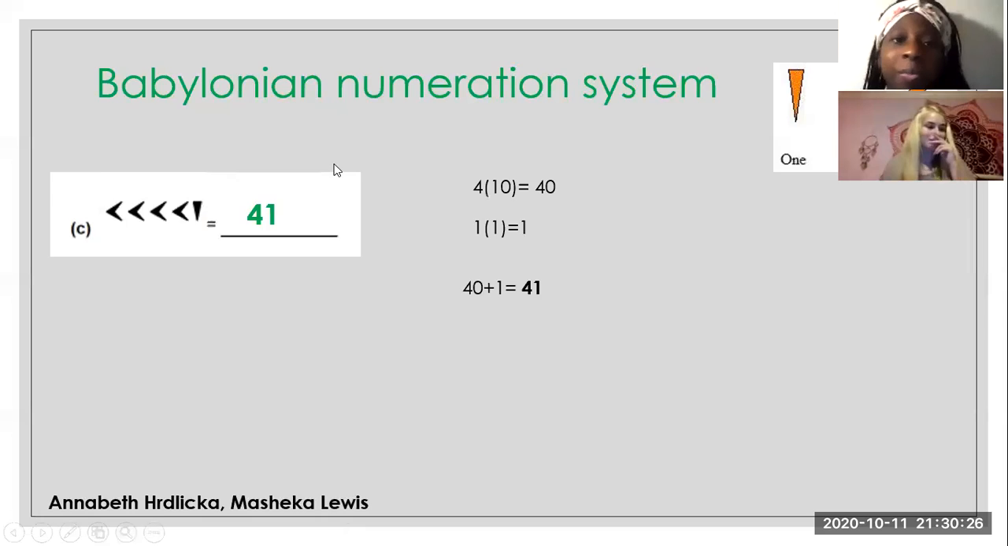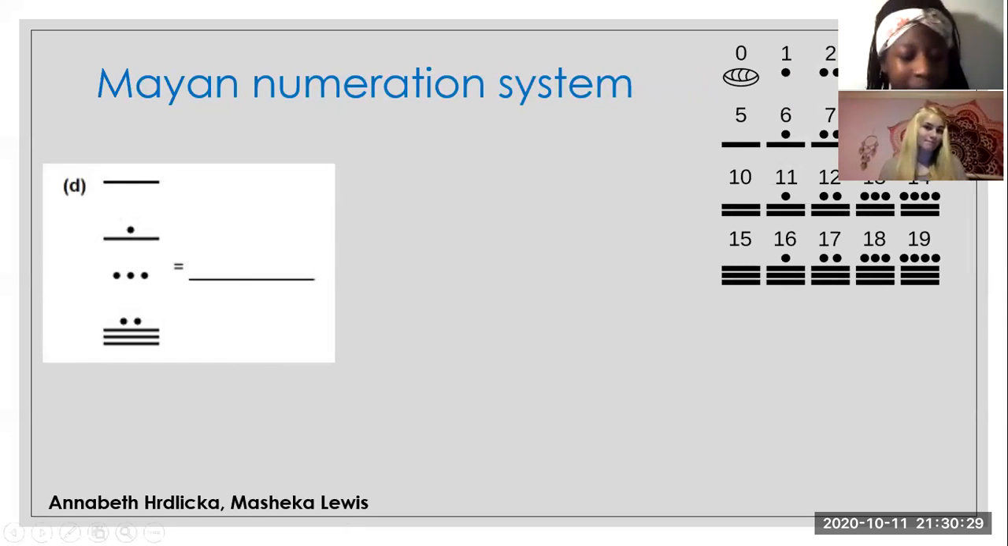So we just multiply 4 times 10 and 1 times 1, which is 41. Cool. That one's simple. And now our last number system, which is the Mayan number system.